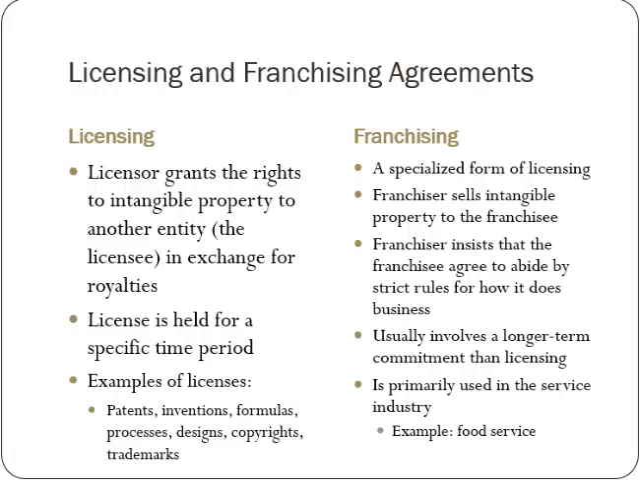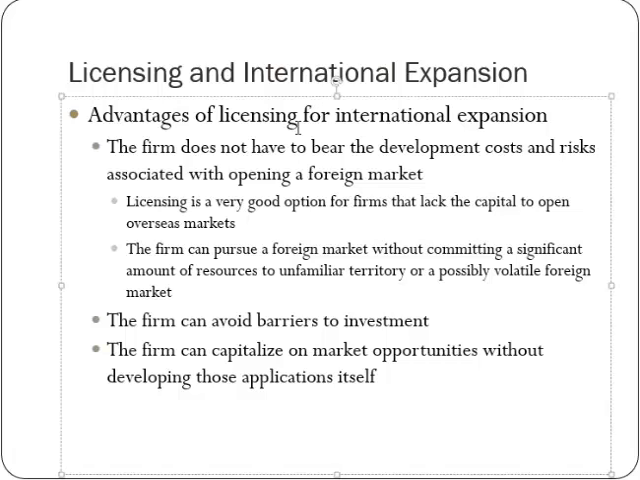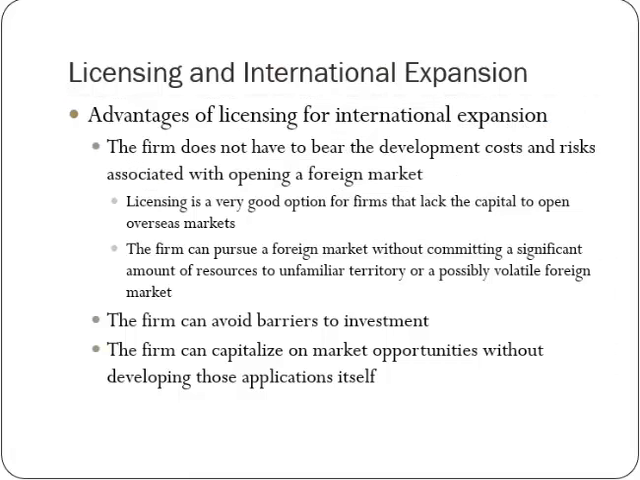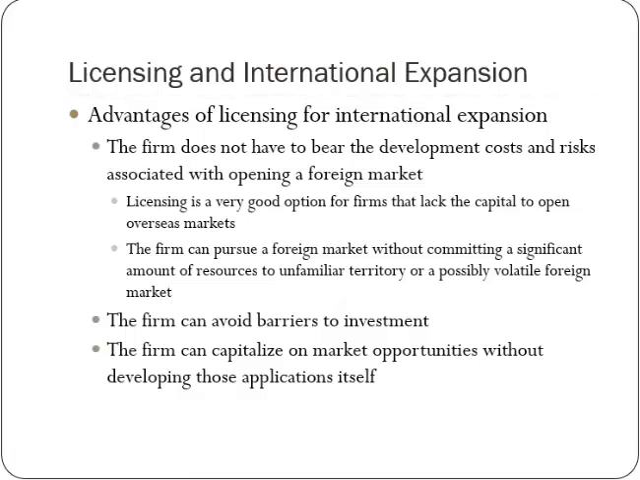If they say you have to have at least 4 custodians in the building, then you have to follow those rules. And of course, licensing can help with international expansion because the firm doesn't have to bear the development costs or risks. With franchising or licensing, it's the individual business owner that has to deal with it. It's the individual business owner that's going to put in the investment. The firms can pursue a foreign market without committing a significant amount of resources, again, because it's the person in the other country, the business owner, that's really taking the risk.